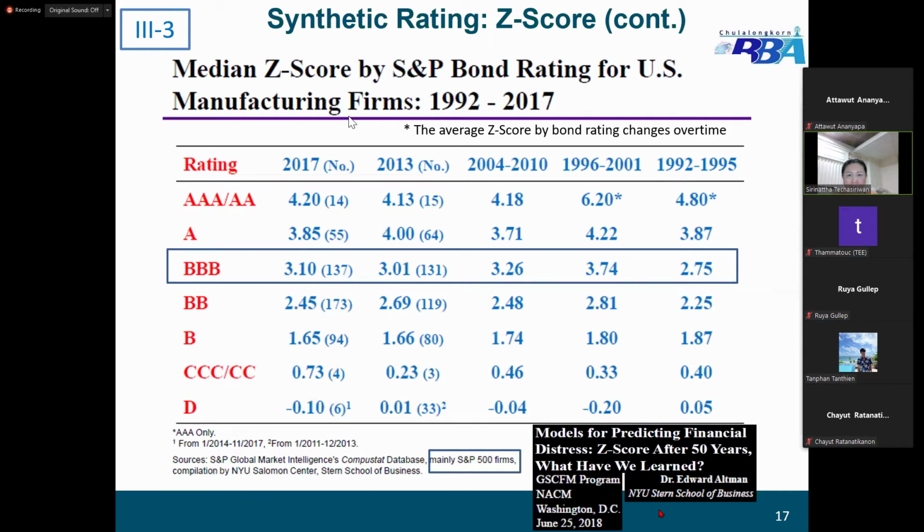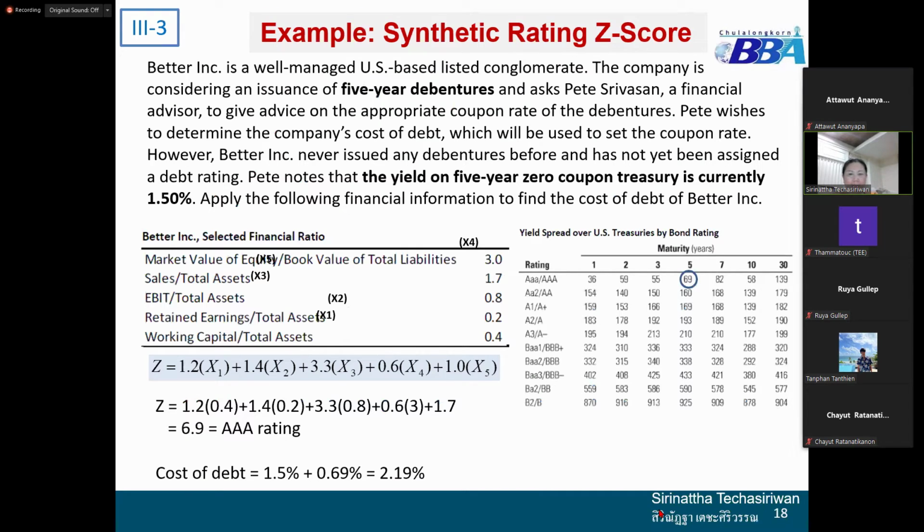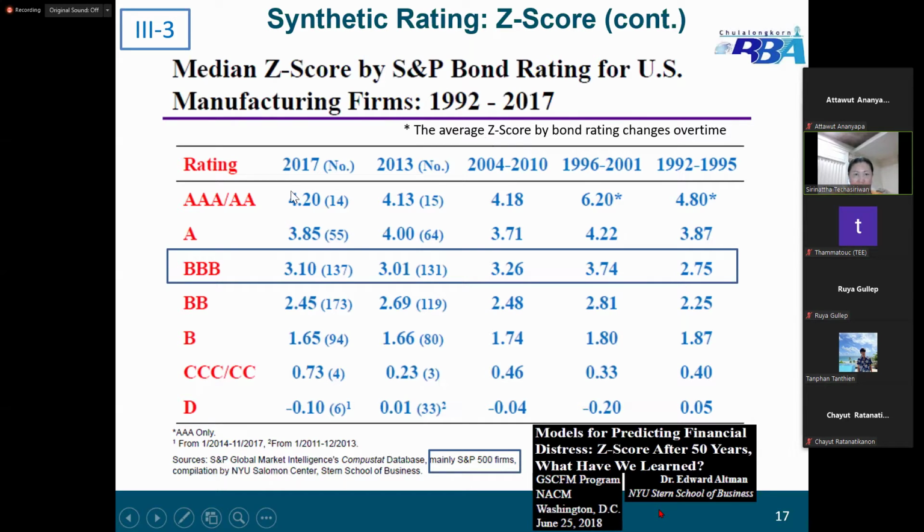And this is the ratio table. For triple B, what should the Z-score ratio be? The higher the score, the better the rating. This is an example of synthetic rating based on Z-score. Basically, given the ratios, you plug in and you have the score, and you map it. 6.9 is quite high, very high, so it's an AAA rating.